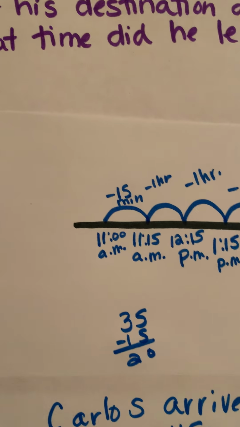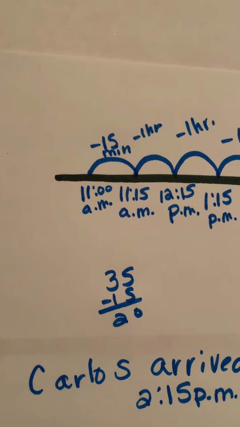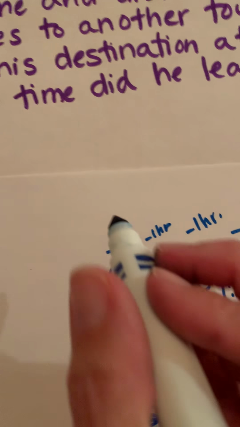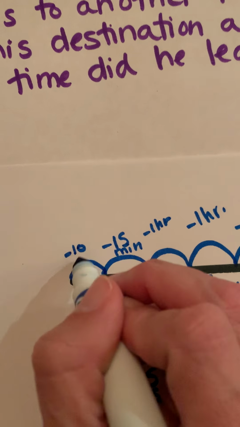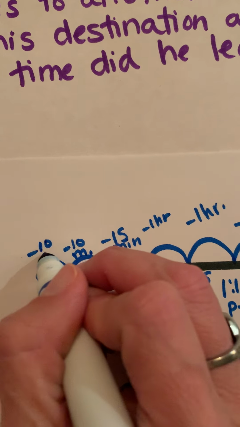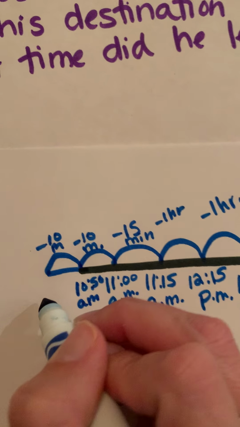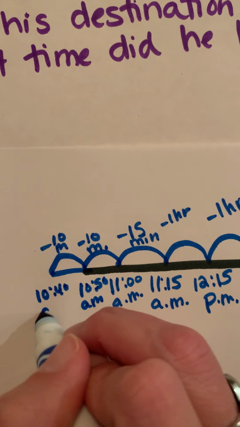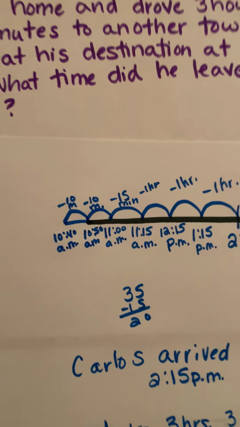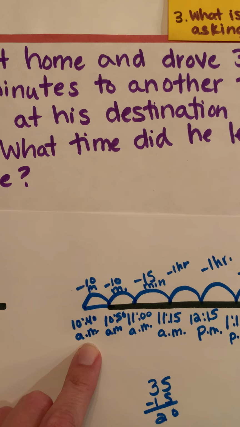Now I have to really think to myself, it's 11 o'clock, so when I'm counting back, it's going to be 10 something. So I could go back 10 minutes at a time if I need to. I'm going to put M for 10 minutes. I'm going to extend my line here and another 10 minutes. So this would be 10:50 a.m. and this would be 10:40 a.m. So what time did Carlos leave? He left his house at 10:40 a.m.